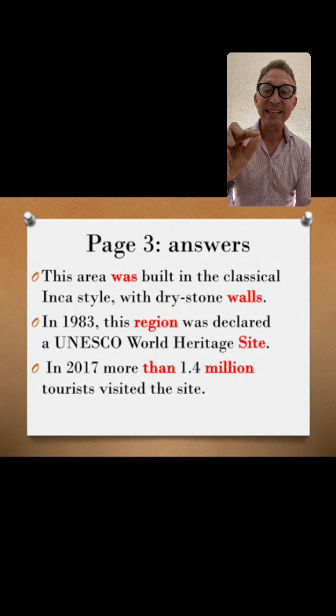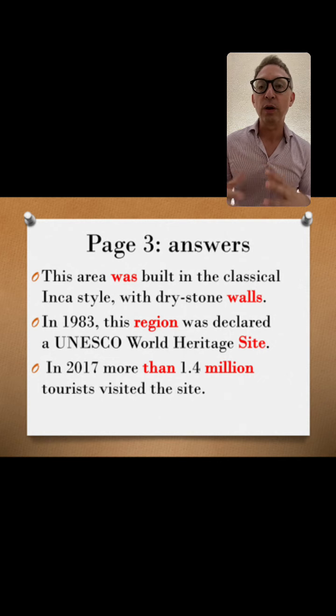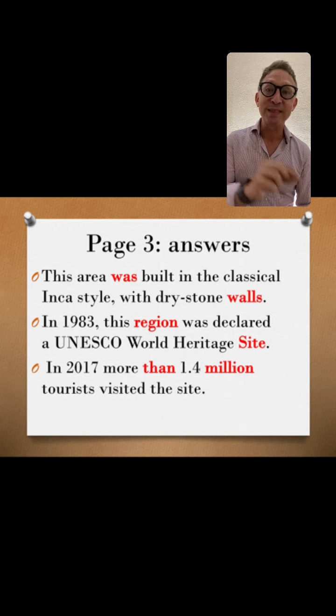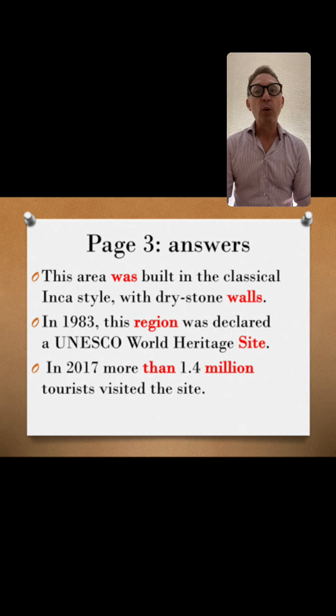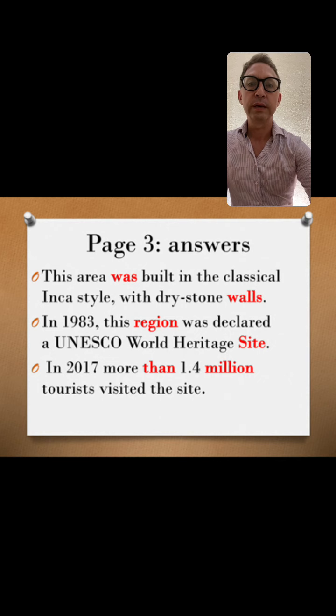Now than, T-H-A-N, is normally associated with comparisons. More than. So something is more than this. So more than, in this case, 1.4 million. So than, T-H-A-N, generally deals with the comparative feature in English. All right, I hope that's clear. We can do a few others.